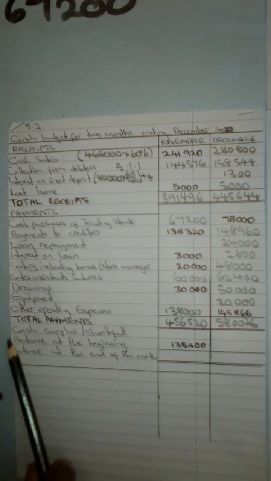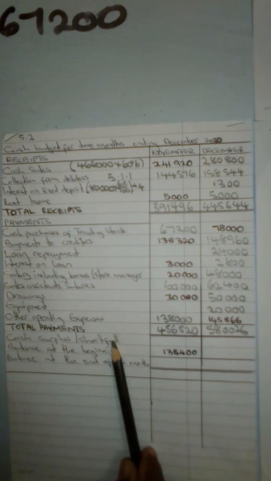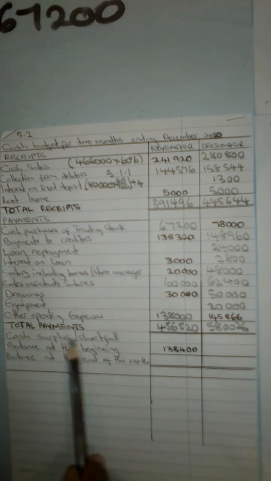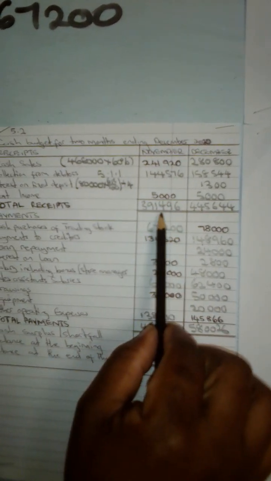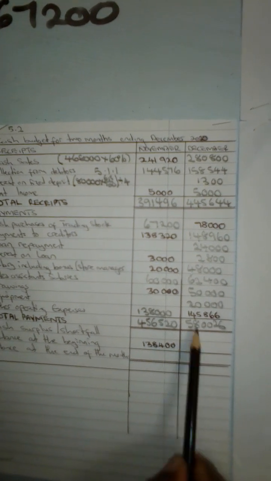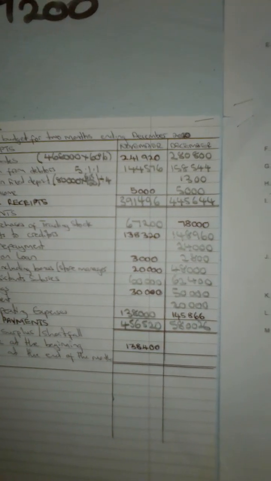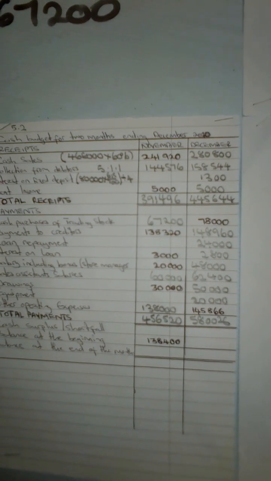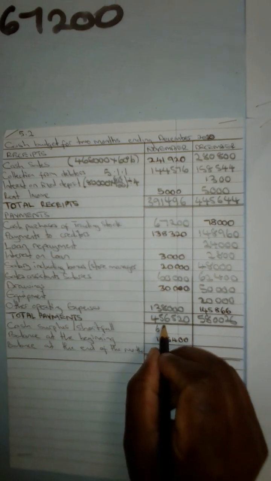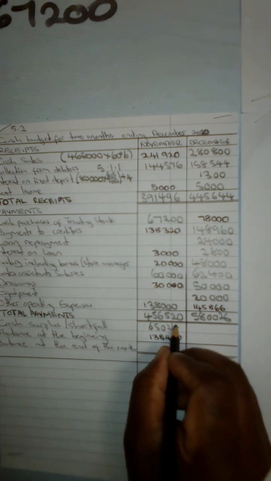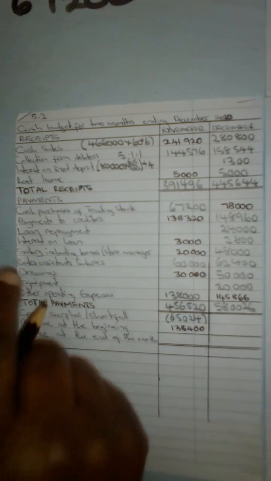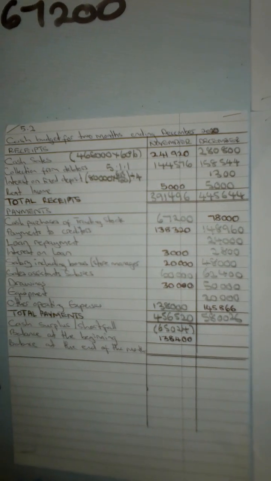Now it's time for us to get the cash surplus or shortfall. Total receipts minus total payments will either give us a surplus or a shortfall. Okay, 1,496 minus 456,520. We can already see that there is a shortfall there. It's going to be something like 65,024. 65,024 in brackets. It's negative. Why? The total payments are greater than the total receipts.